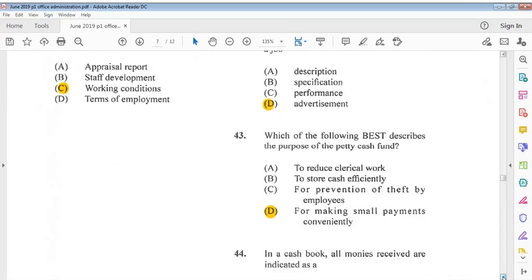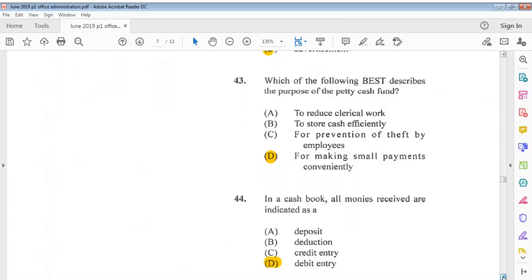Let's move on to 43. Which of the following best describes the purpose of the petty cash fund? A, to reduce clerical work. B, to store cash efficiently. C, for prevention of theft by employees. Or D, for making small payments conveniently. So our answer would be D, as the purpose of the petty cash is making small payments conveniently.